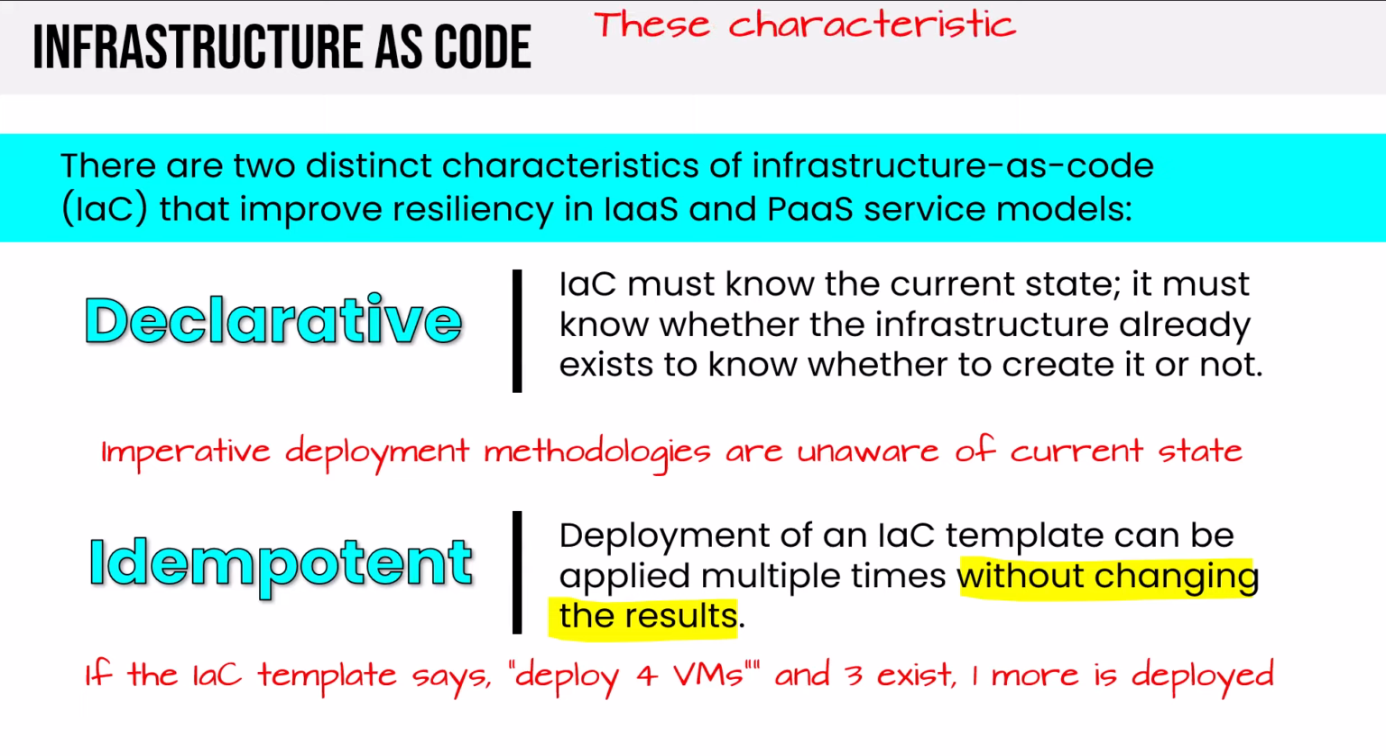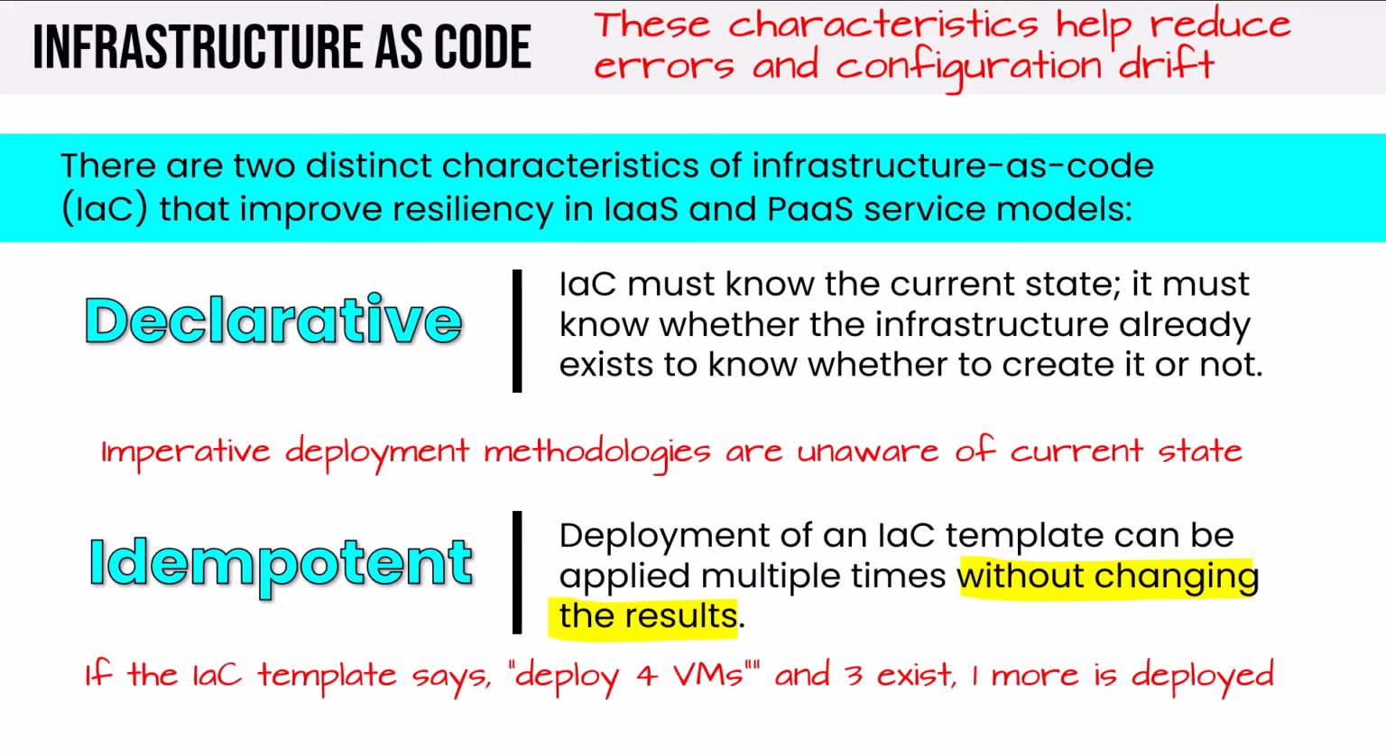So I want to give you just a bit of context. These characteristics help reduce errors and configuration drift. It takes human decision making and manual steps out of the process. And if we're worried about configuration drift, that something unwanted has been changed, we can simply apply the template again.